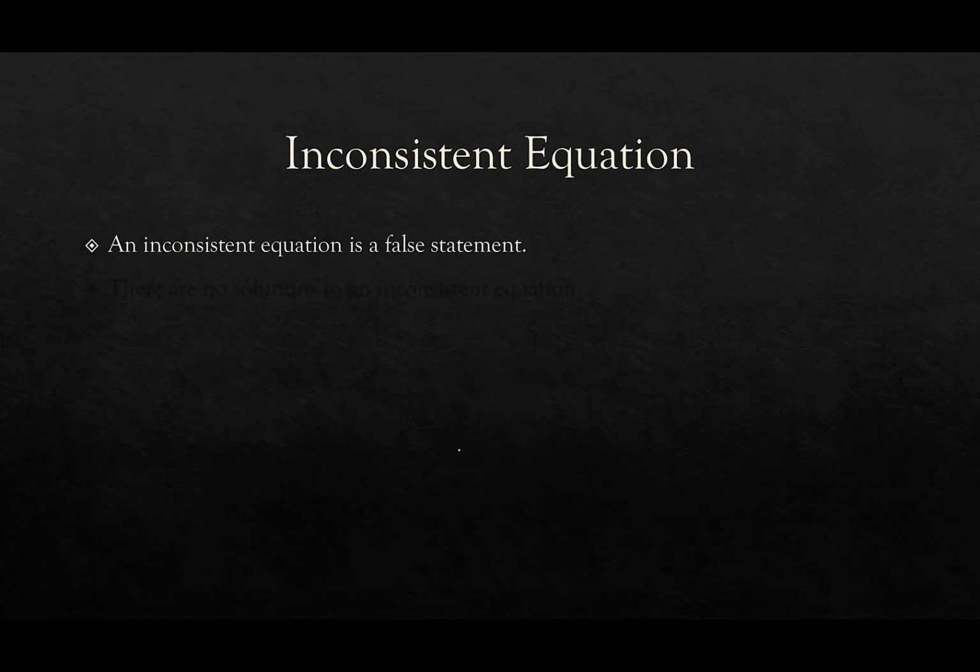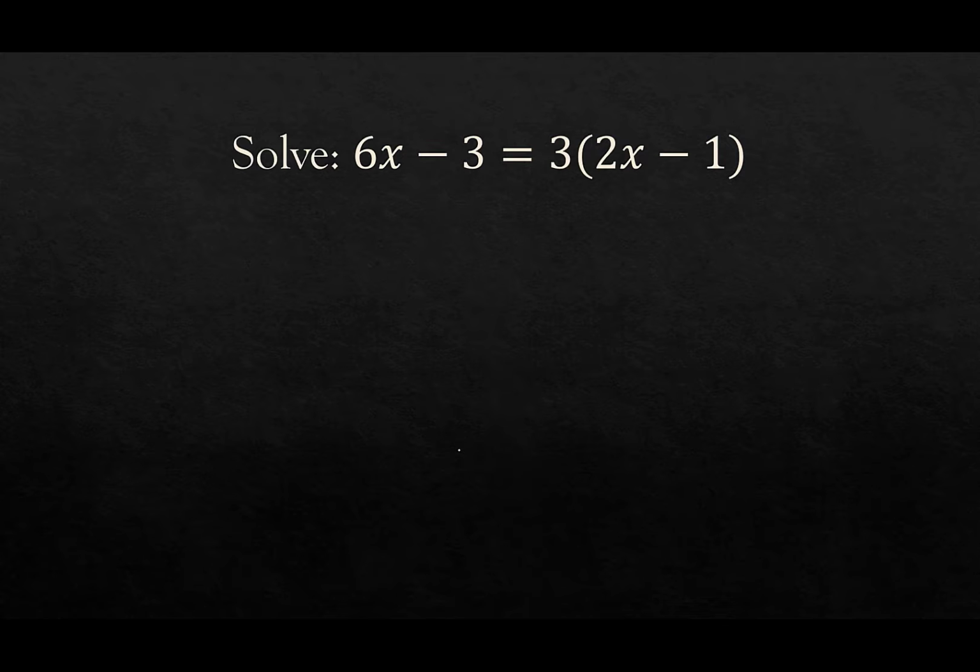And basically an inconsistent equation is just a false statement. It means there's no solutions to this inconsistent equation. So let's try a different example. 6x minus 3 is equal to 3 times 2x minus 1.